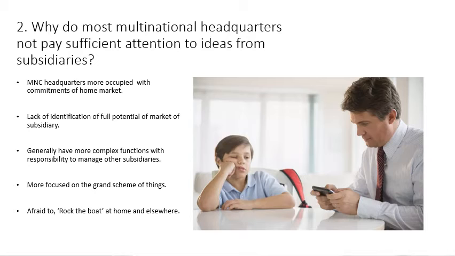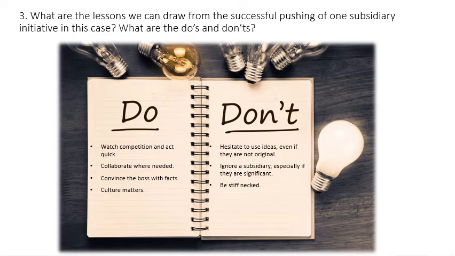But their ideas are met with resistance by headquarters because if success is observed in the subsidiary's market, which is a positive by the way, it is something that can be implemented in HQ and other markets as well. But because of not wanting to rock the boat at home, ideas from subsidiaries can be met with resistance. And what are the lessons we can draw from the successful pushing of one subsidiary initiative in this case?